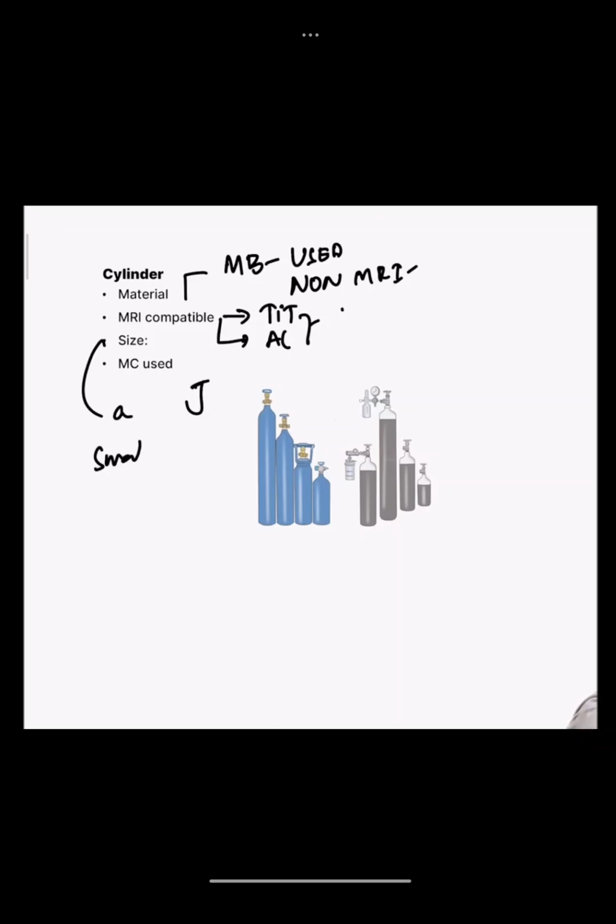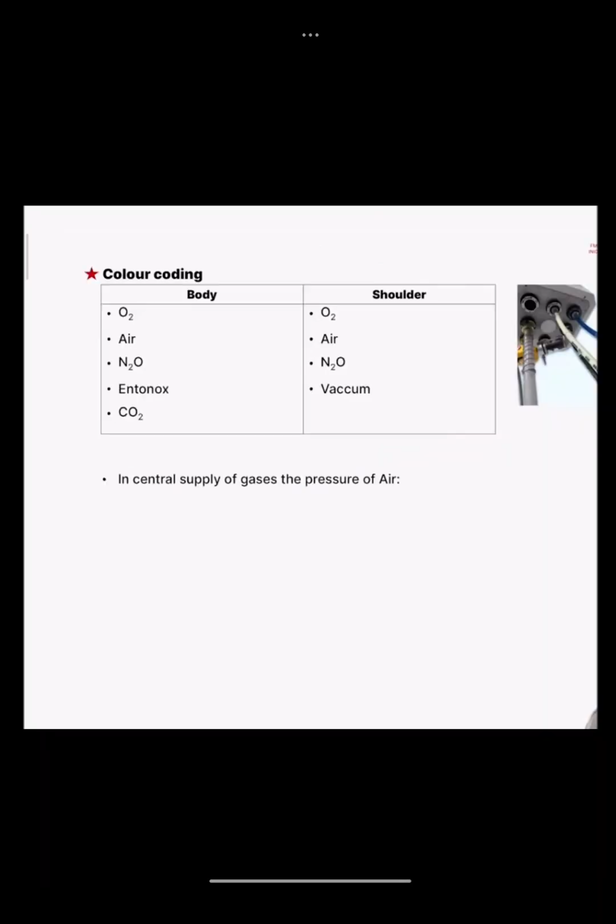Size A is the smallest size cylinder, J is the largest size cylinder, but the most commonly used size is size E cylinder. That's regarding the cylinder. Now coming to the color of the cylinder. Different gases are there in the cylinders, and different gases are given different color coding. By looking at the cylinder color you can tell which gas is there.